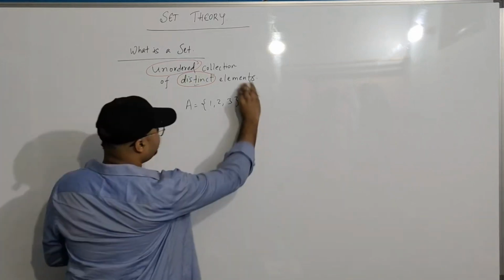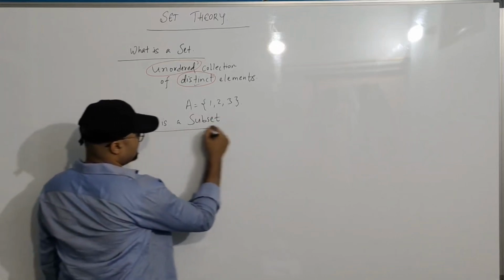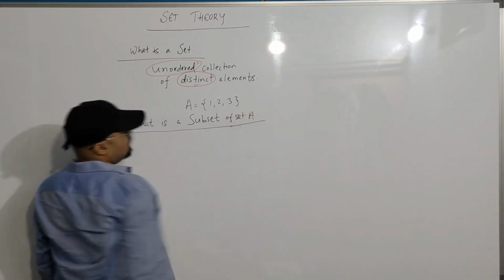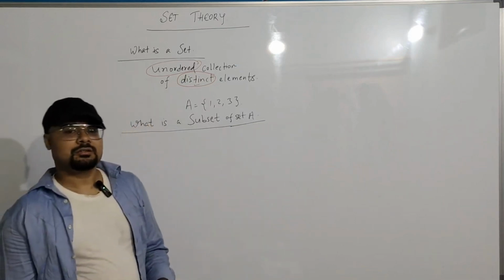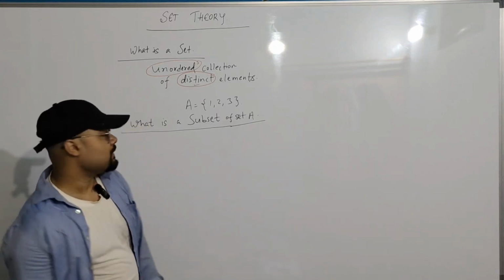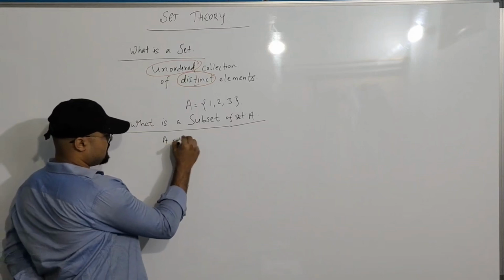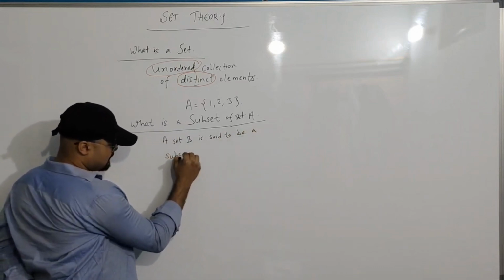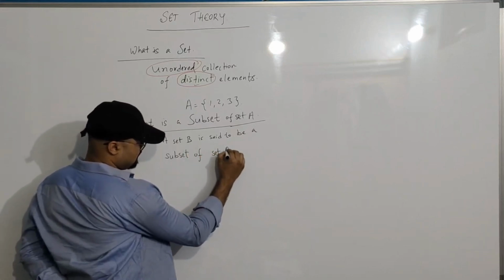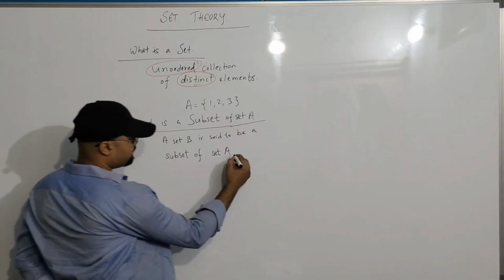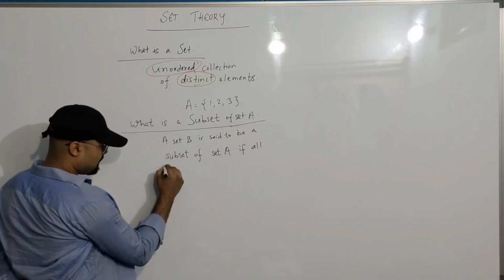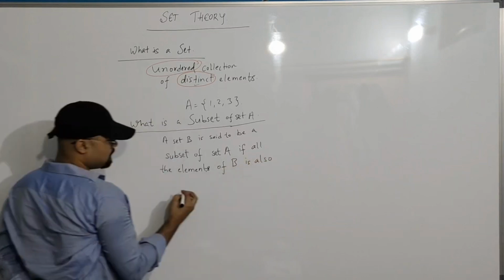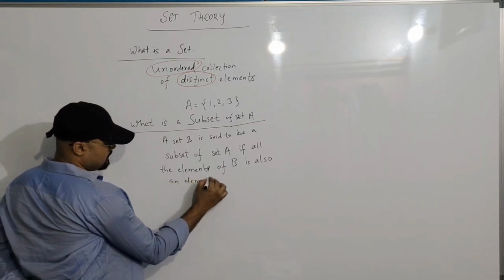What is a subset of a set? We are concerned with set A right now. So what is a subset of set A? If there is any other set whose elements are from set A, what does it mean? It means that a set B is said to be a subset of set A if all the elements of B are also elements of A.